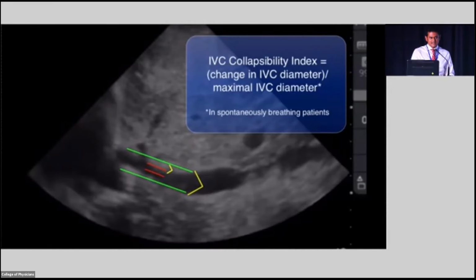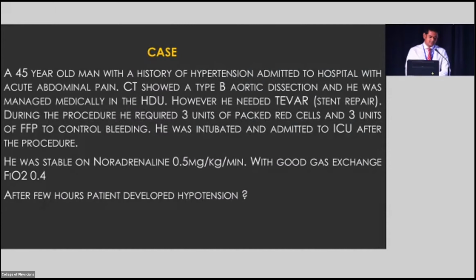But this is being challenged, and there have been arguments whether it really predicts volume responsiveness, or it basically predicts volume tolerance. So I start with a case just to highlight to you the importance of point of care echocardiography. This is a 45-year-old man with a history of hypertension admitted to hospital with acute abdominal pain, and CT showed a type B aortic dissection, and he was managed medically in the HDU, high dependence unit.